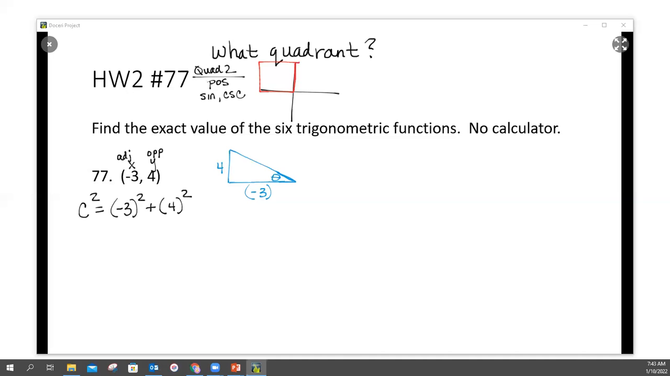So C squared is going to equal 9 plus 16, which is 25. If you take the square root of 25, you get 5. This is actually just like the Bell work, where I gave you a right triangle and I asked you for all 6.